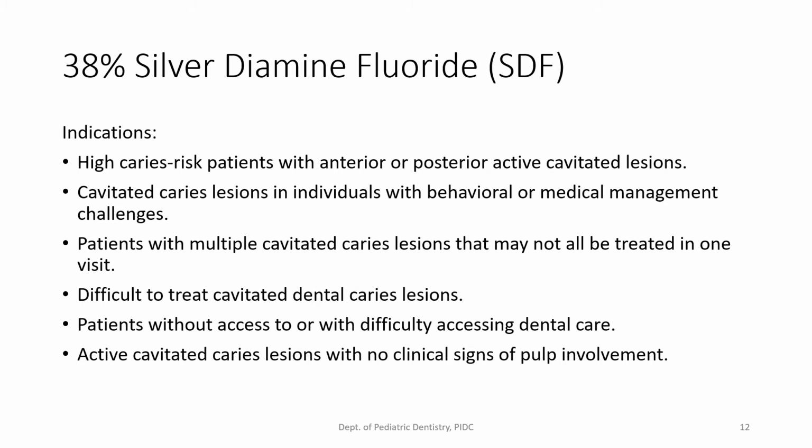Then difficult to treat cavitated dental caries lesions. So just imagine if we have a cavitated lesion on a proximal surface, on a child who cannot tolerate your handpiece, so we can go ahead and use silver diamine fluoride to at least arrest the progression of caries till we can do some definitive treatment about it.